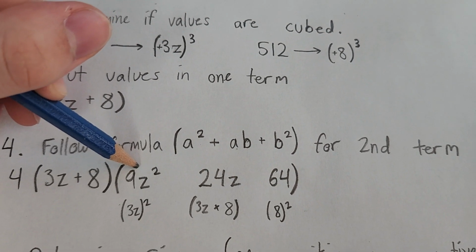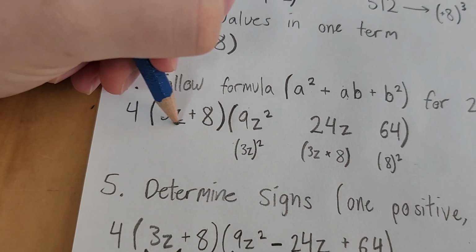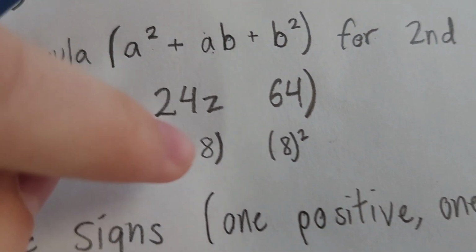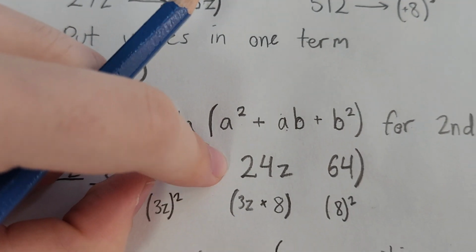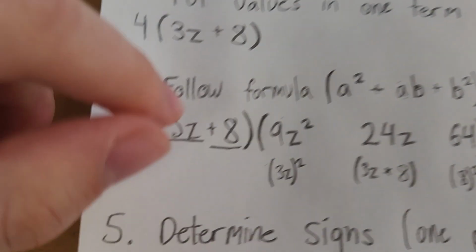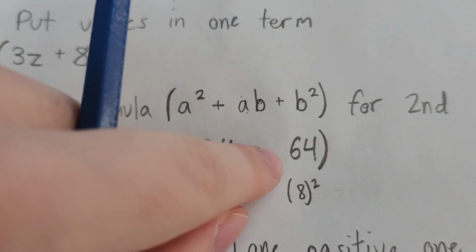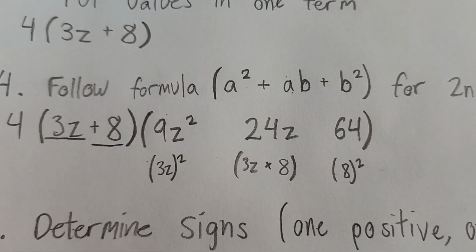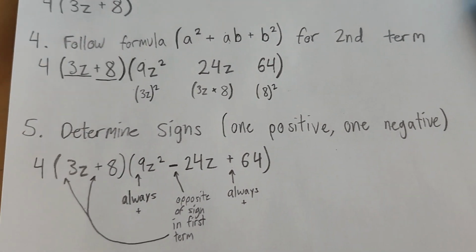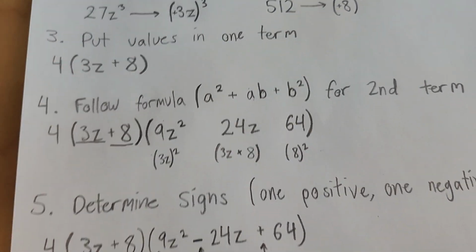All right? And now for this middle term, we have to multiply the a value with the b value. So we have 3z times 8, which gets us 48z. Don't worry about the signs yet. We'll get to that, all right? And then we take the last value, the b value, which is 8, and we square that to get 64. Now, the next thing we have to do, which is the last step, is determine the signs of this second value.